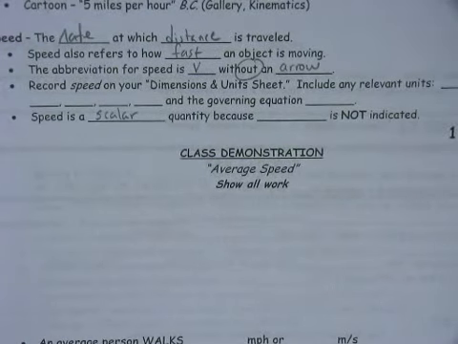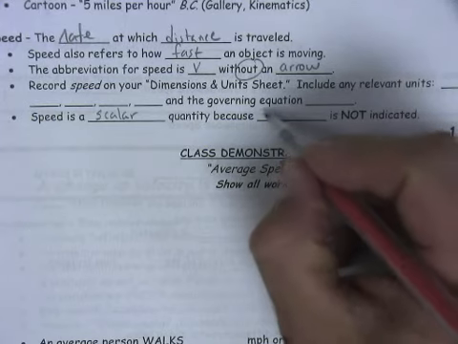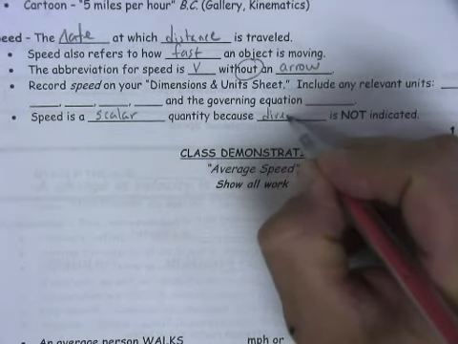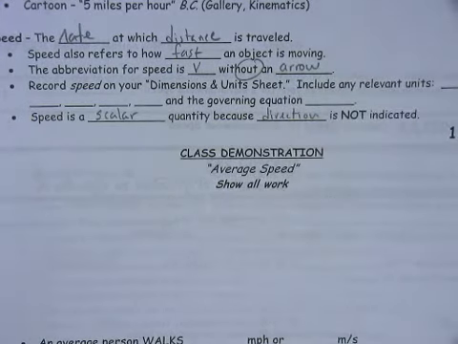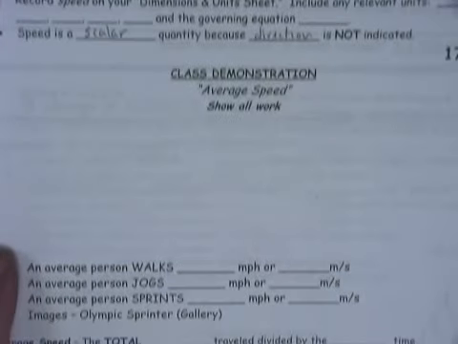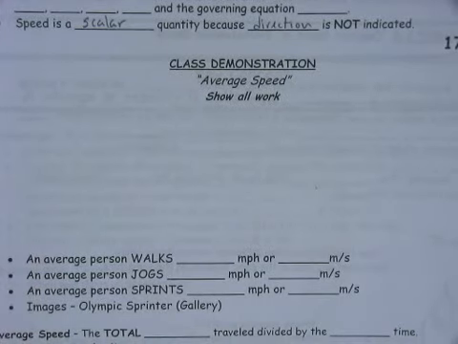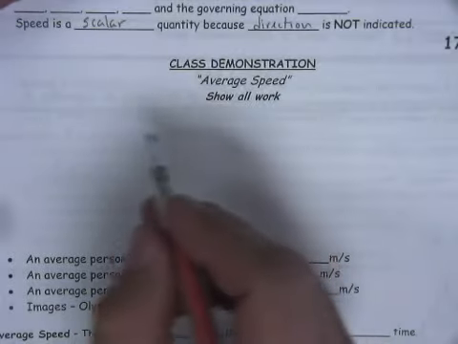All right, so back to your notes and where I left off. Speed is a scalar, and that's true because direction is not indicated.